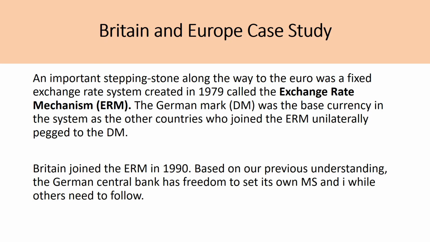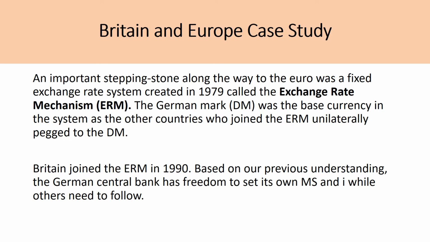So an important stepping stone along the way to the euro was a fixed exchange rate system created in 1979 called the Exchange Rate Mechanism, ERM. Now, the German mark, the DM, we'll call it the DM, was the base currency in the system, as the other countries who joined the ERM unilaterally pegged to the DM. Britain joined the ERM in 1990. Based on our previous understanding, the German central bank has freedom to set its own MS and I, while others need to follow.